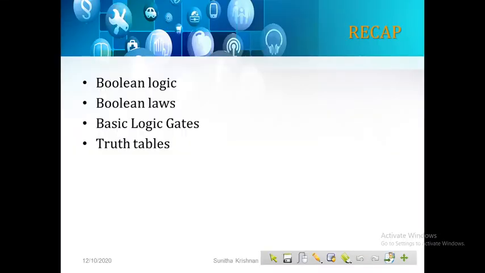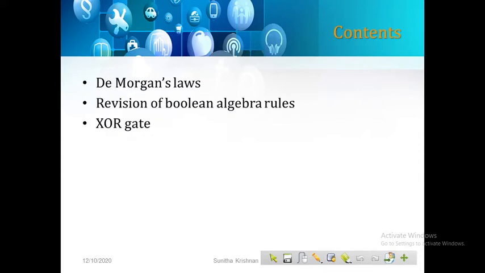In the last videos we have seen what is Boolean logic, what are the different laws in Boolean logic, different logic gates we saw, and we saw the truth tables also. So in this video we will be learning about De Morgan's law of Boolean logic, and we'll see some of the Boolean algebra rules that we have learned earlier. And one more, I'll be introducing you to one more gate, which is the XOR gate.